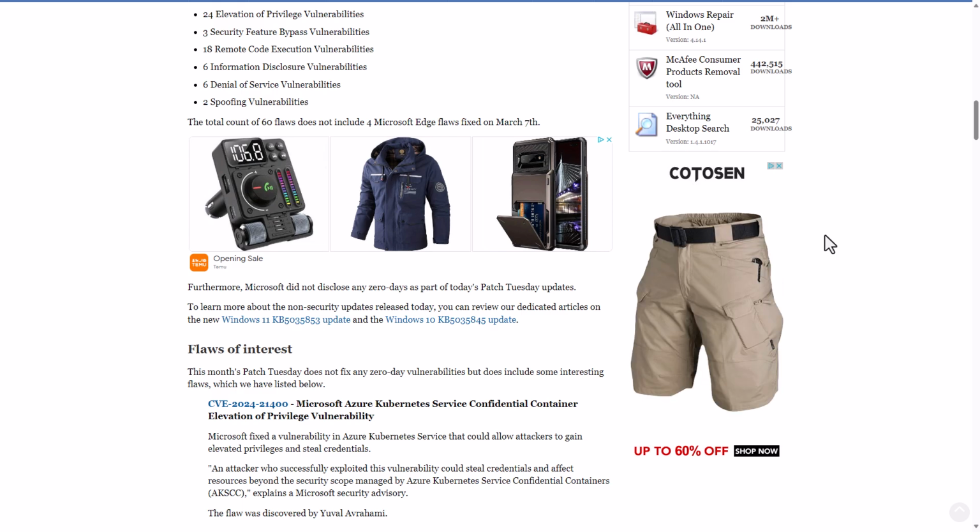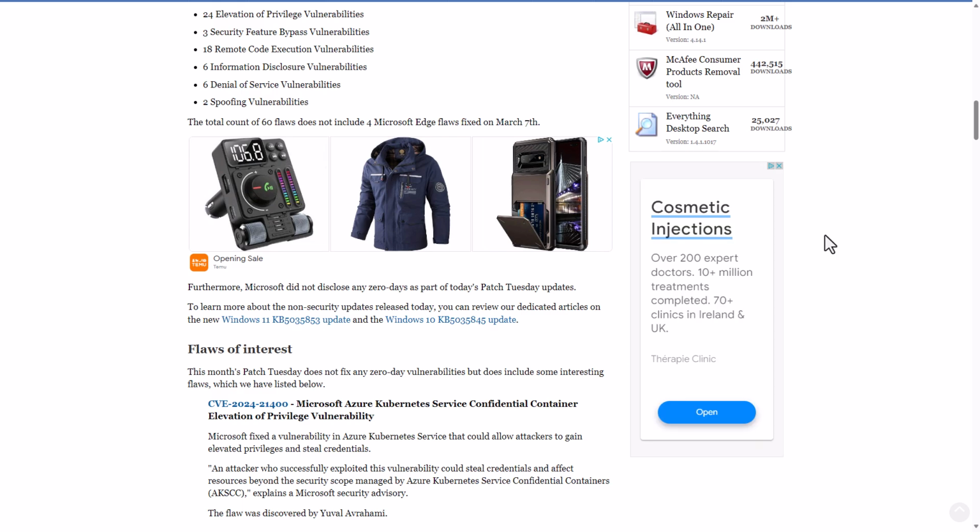One of the elevation of privilege vulnerabilities is CVE-2024-21400, and this is a Microsoft Azure Kubernetes Service confidential container elevation of privilege vulnerability. This one could allow attackers to gain elevated privileges and steal credentials. That not only affects the service, but also resources beyond the security scope managed by Azure Kubernetes Service confidential containers.